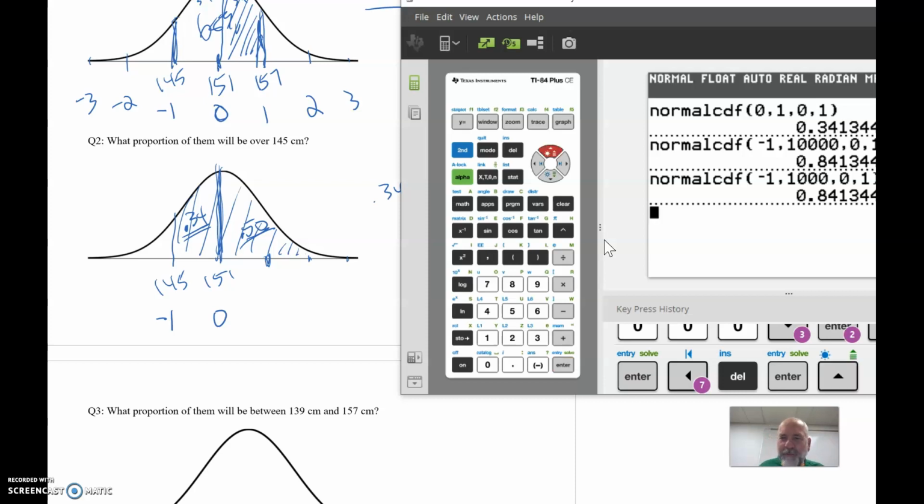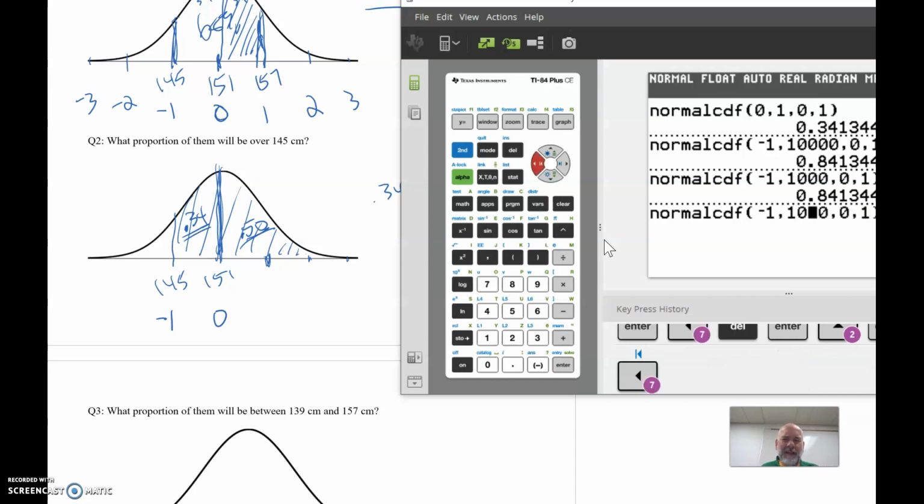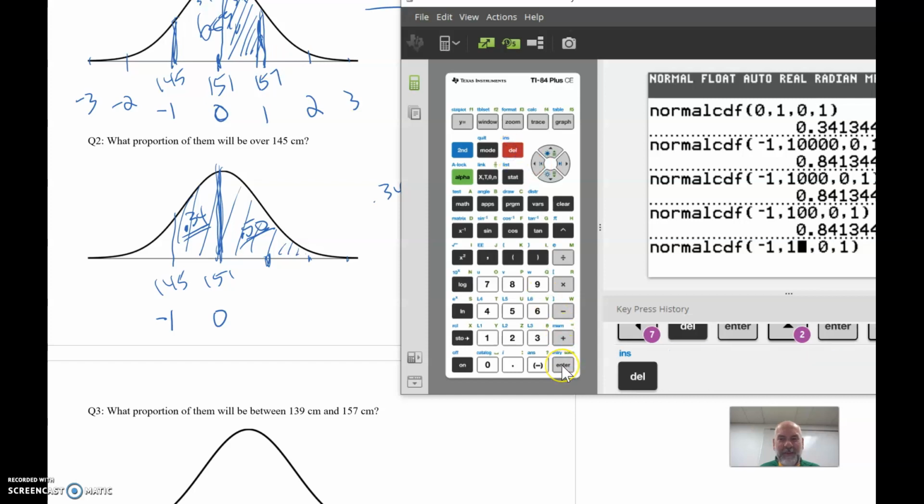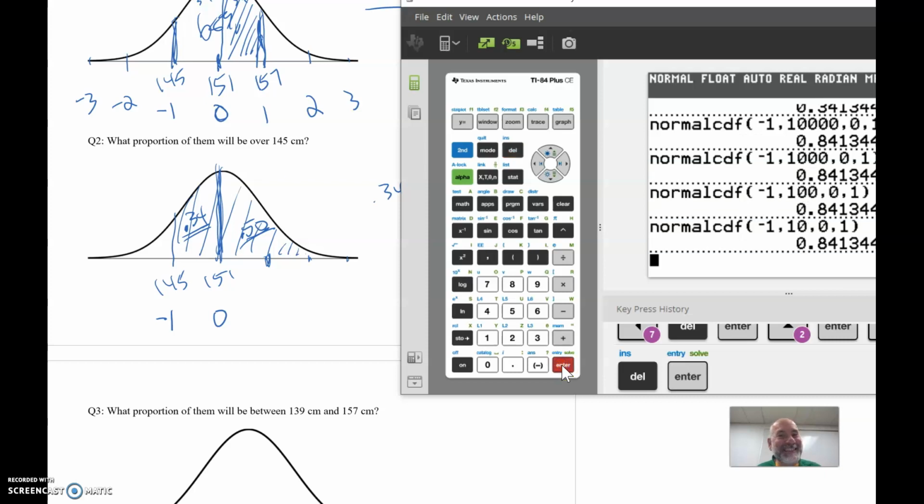Let's keep going. What if we took another 0 off? Do we have to go out to 100? Would that be enough? Exactly the same. All right, I'm going to keep going. What if I took another 0 off? So now I'm just going to 10 standard deviations above the mean. It's still the same. And you might be like, Mr. Ellinger, does it ever change? I think you're doing this wrong, and the answer is something different.